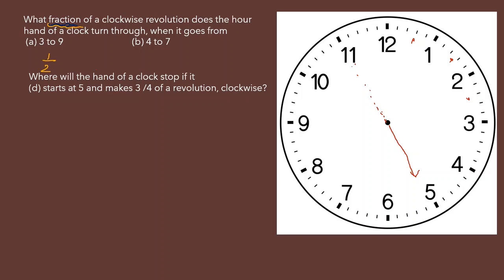So let us start from here. After 5 it is 1, 2, 3, 4, 5, 6, 7, 8, 9. So it has to reach there. It has to reach 2.